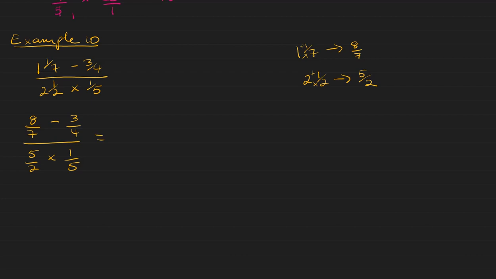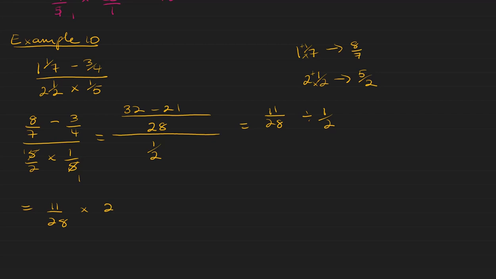Solving the top, we see that our LCM is 28. And then on the numerator we have 32 minus 21. And then we have this 5 cancelled with this 5, leaving 1 and remain with a half on the underneath. Solving the top, we have 32 minus 21, which is just simply 11 over 28, divided by 1 over 2. It's equivalent to writing 11 over 28 multiplied by 2 over 1. 2 into 2, 1. 2 into this, 14. And we will have 11 over 14.